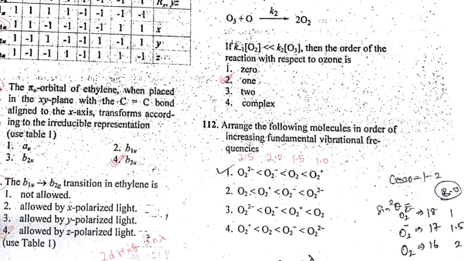So basically the order is the reverse of it. For O2 2- you have 1.0, for O2- you have 1.5, for O2 you have 2, and for O2+ you have 2.5. As the bond order increases, the vibrational frequency also increases. So this is the concept behind this particular question.